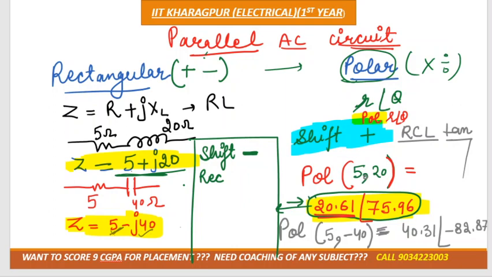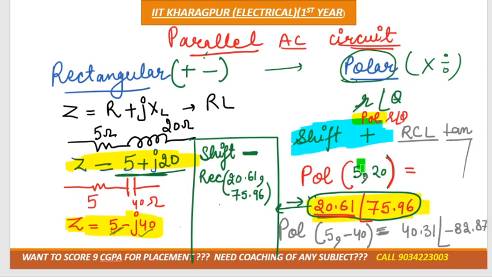Okay, as you can see above the minus sign, they have written rec bracket for the rectangular, right? Then rec bracket, we want to convert this term, so we'll write down the same: 20.61 comma 75.96, then bracket close, then press equals to. See what it comes.